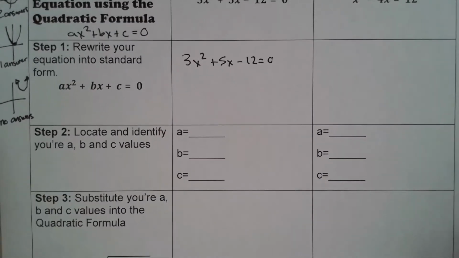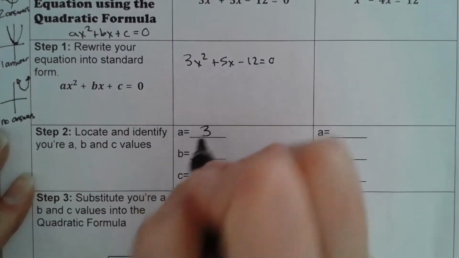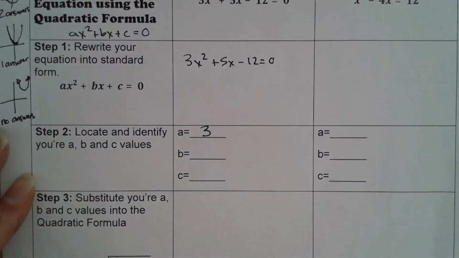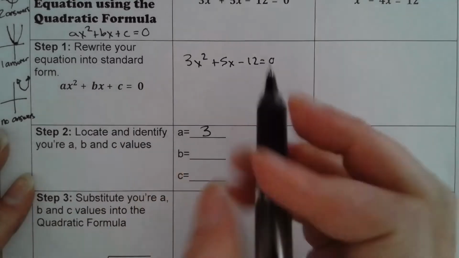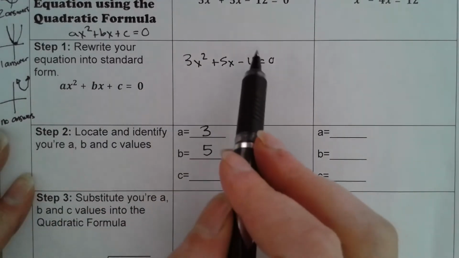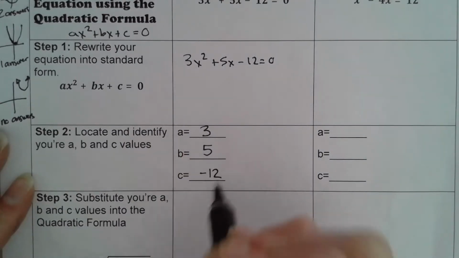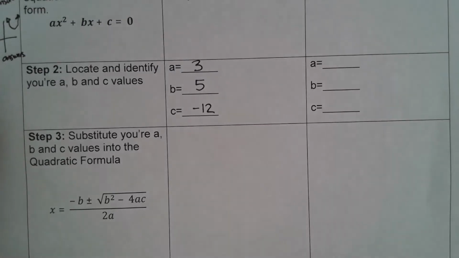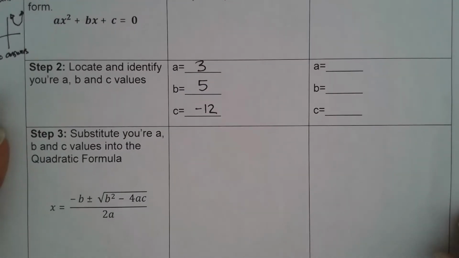Step 2, locate and identify your a, b, and c values. So a is always with x squared, so a is 3, just the 3. The x's tell us what letter we're going to deal with. B is always with x, is 5. And c is always by itself. It's the one without any letters. It's negative 12. Okay? Step 3. Wow, we're cruising.